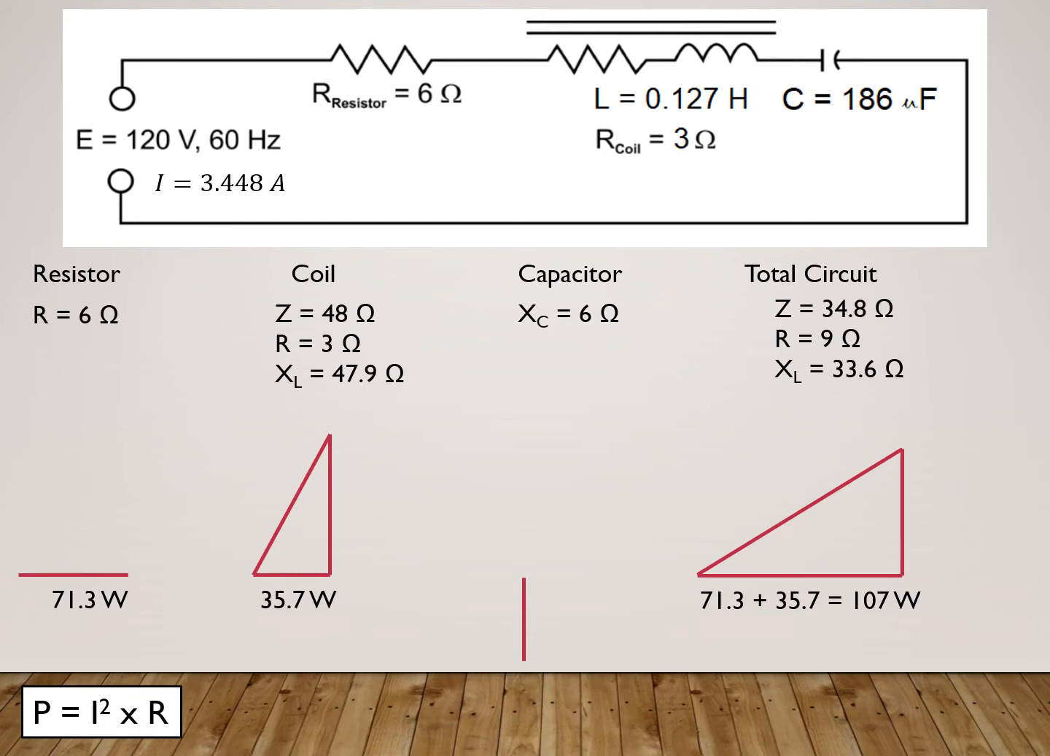My next thing is to find out my reactive power. My reactive power formula is Q is equal to I squared times X. So anything that has an X value, such as my XL or my XC, I'm going to be able to use this formula for it.